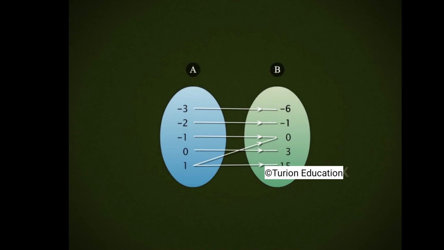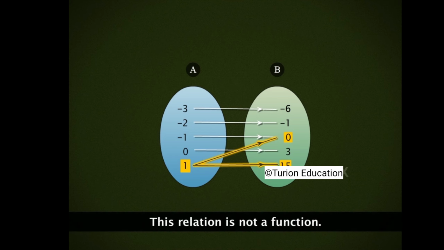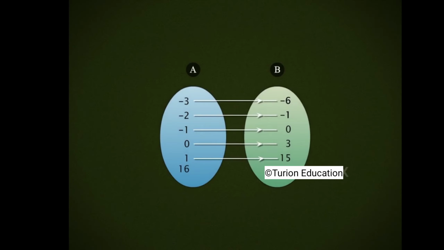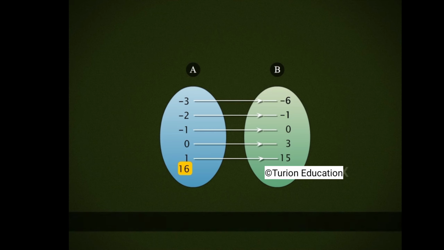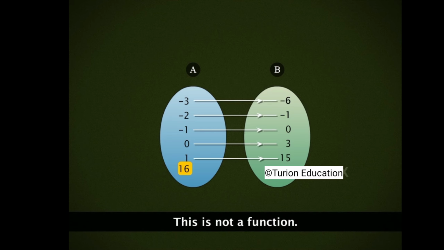This one is not a function. There are two arrows coming from the number 1. The number 1 is associated with two different elements in the range. So, this is a relation, but it is not a function. Look at this arrow diagram. What about that 16? It is in the domain, but it has no range element that corresponds to it. So, then, this is not a function.